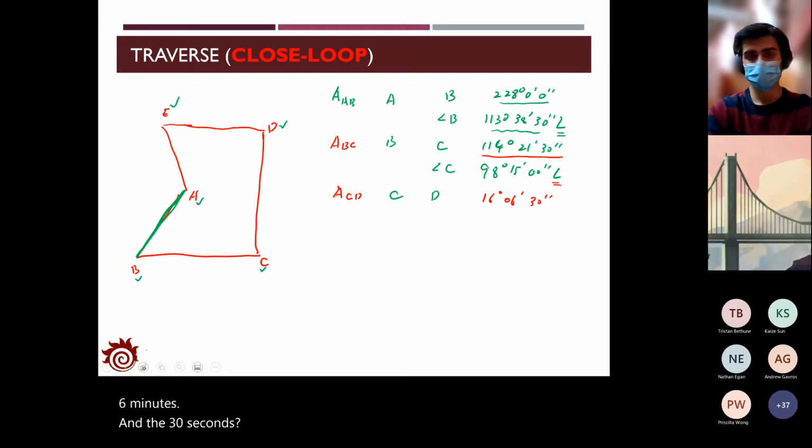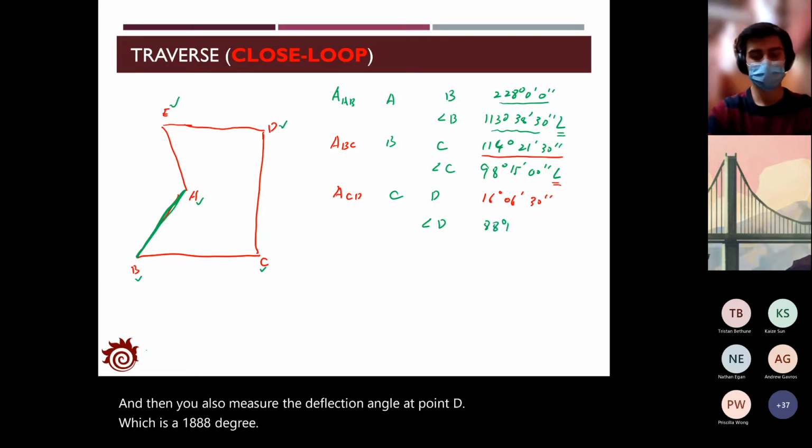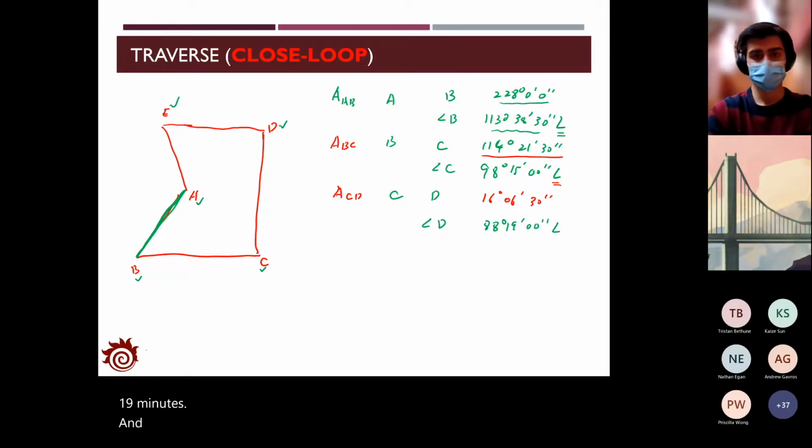And then you also measure the deflection angle at point D, which is 88 degrees, 19 minutes, and 0 seconds to the left. So with that, you get the azimuth of D to E as the azimuth of C to D minus the deflection angle.